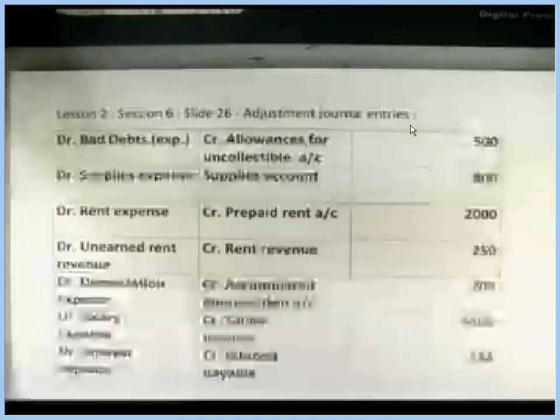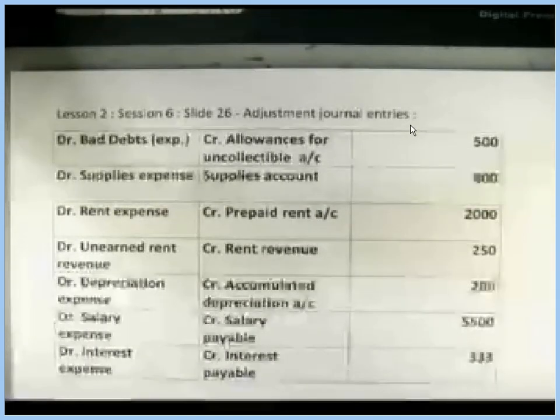I don't know whether you are able to see, there is some... okay, now it is okay.